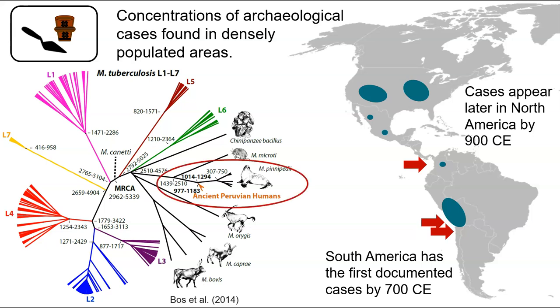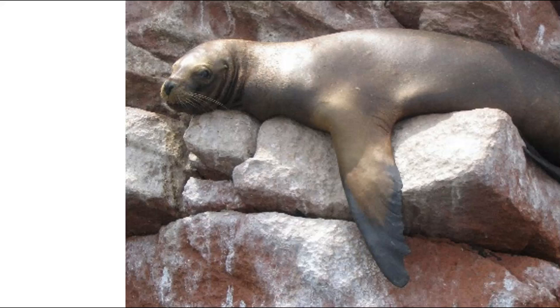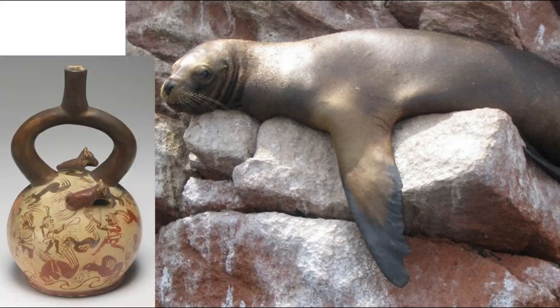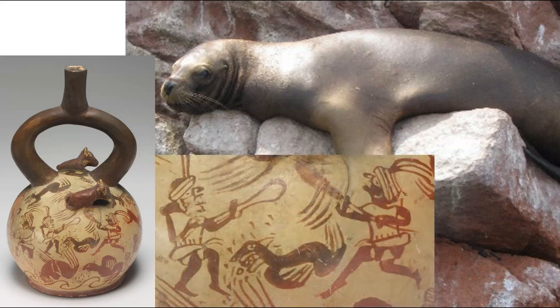Here you can see a family tree or phylogeny showing the relationships among the different TB strains. Mycobacterium pinnipedi is responsible for the spread of tuberculosis in seals and sea lions. This pathogen likely jumped from seals to humans through the butchering process or ingestion of undercooked meat. Evidence of seal hunting is found throughout the archaeological record in South America. This includes seal bones and depictions of seal hunting on Moche pottery.